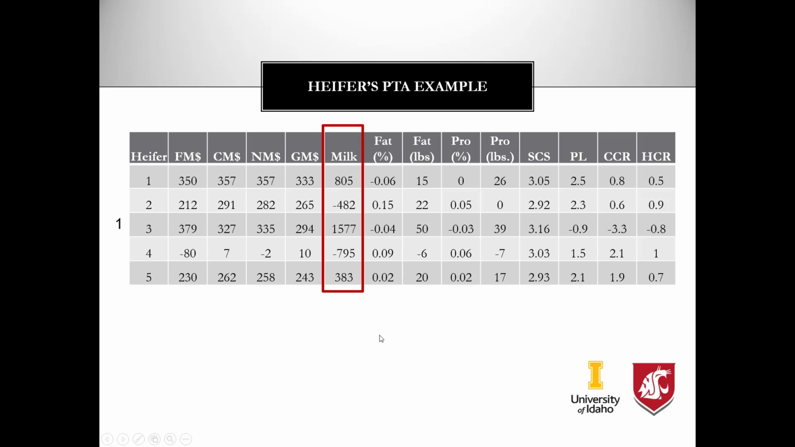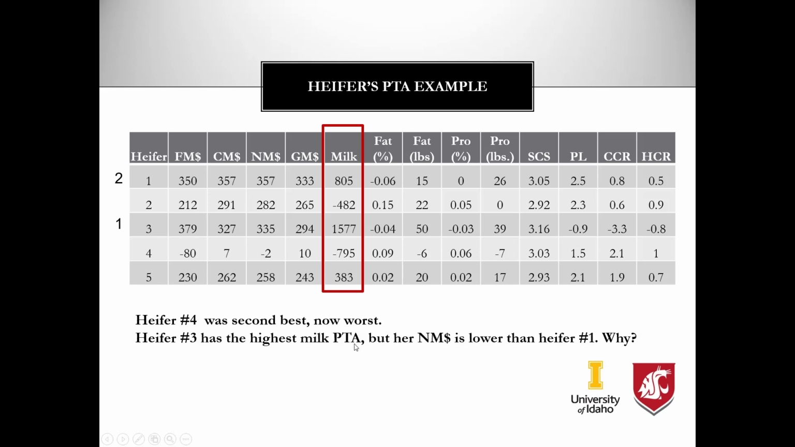So there's number 3, our first place heifer when we look at the genomic selection. And heifer number 1 comes in second with 805 pounds. Just as a reminder, heifer number 4 was second when we looked at just the pedigree information, and now she's worst. Heifer number 3 was the highest milk PTA, but her net merit dollars over here is lower than heifer number 1. Why do you think that is?